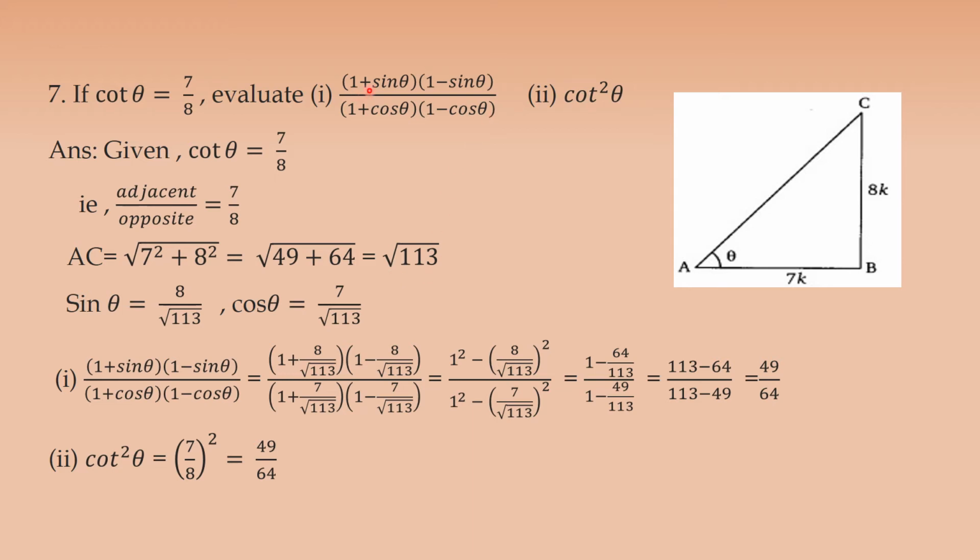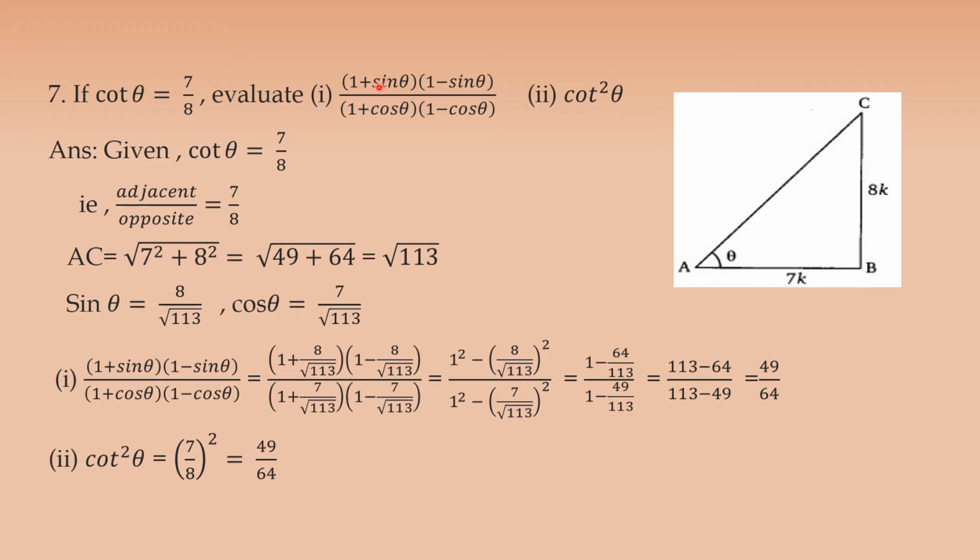We need to find the value of sin theta and cos theta. So what is sin theta? Sin is opposite by hypotenuse. We can write it as 8 by root 113. In the same way, cos theta is equal to adjacent side by hypotenuse, which is 7 by root 113.